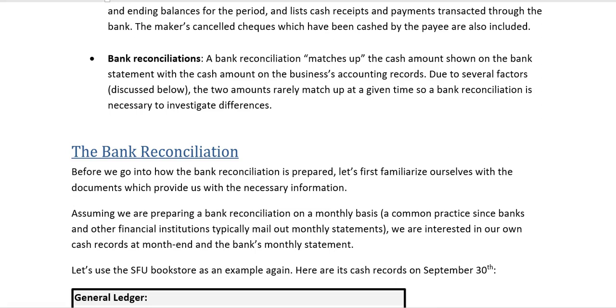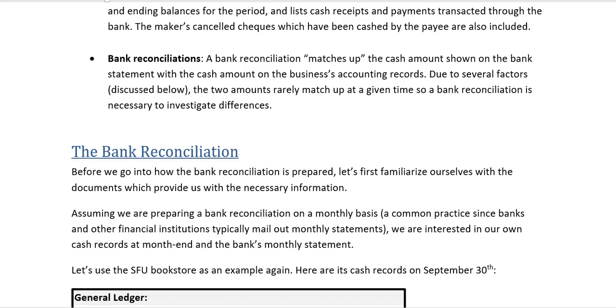Before we go into how the bank rec is prepared, let's first familiarize ourselves with the documents which provide us with the necessary information. Assuming we are preparing a bank rec on a monthly basis, this is a common practice since banks and other financial institutions typically mail out monthly statements. We are interested in our own cash records at month end and the bank's monthly statement.